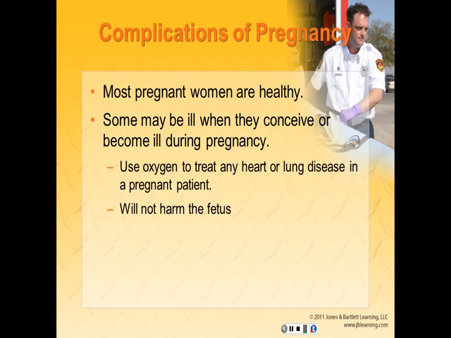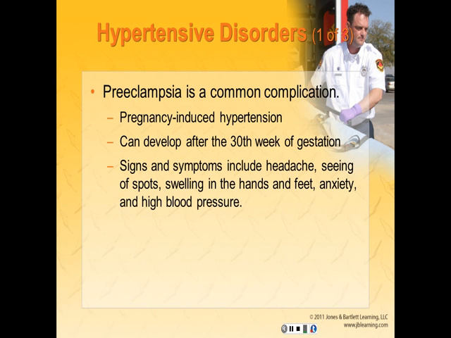Complications of pregnancy. Most pregnant women are healthy, but some may be ill when they conceive or become ill during pregnancy. You may safely use oxygen to treat any heart or lung disease in a pregnant patient without causing harm to the fetus. One complication that occurs most commonly in patients who are pregnant for the first time is preeclampsia, commonly referred to as pregnancy-induced hypertension.